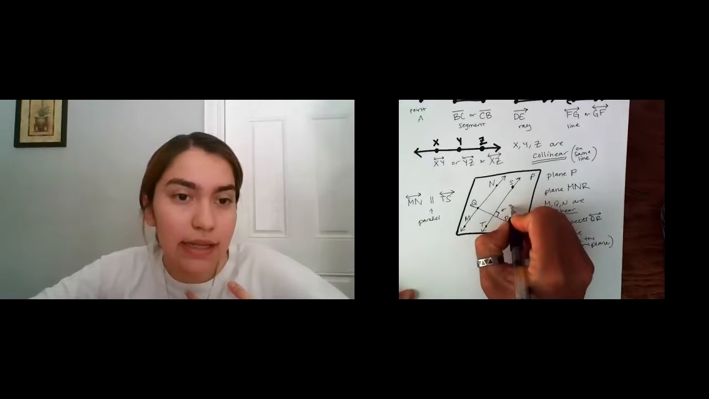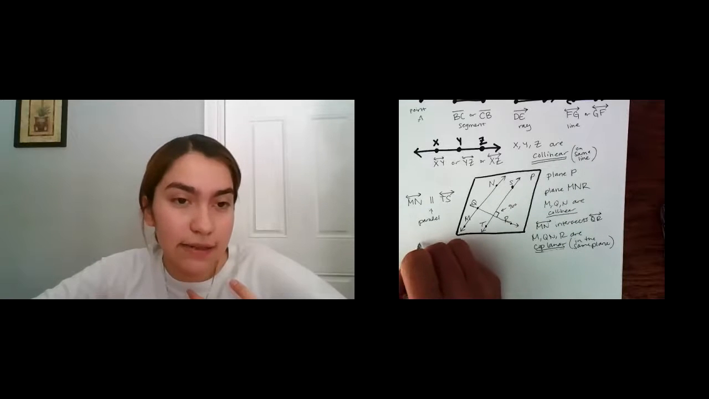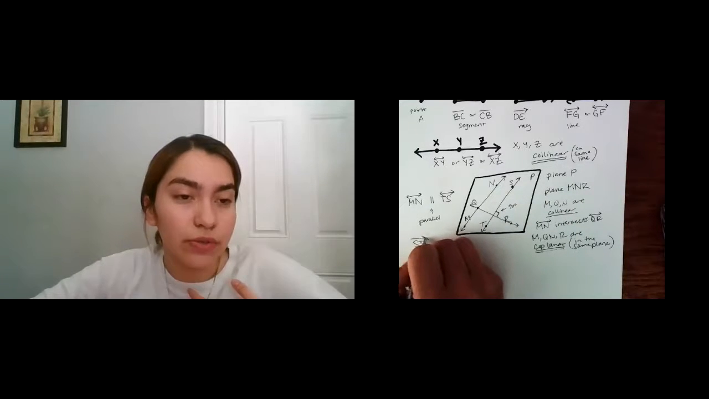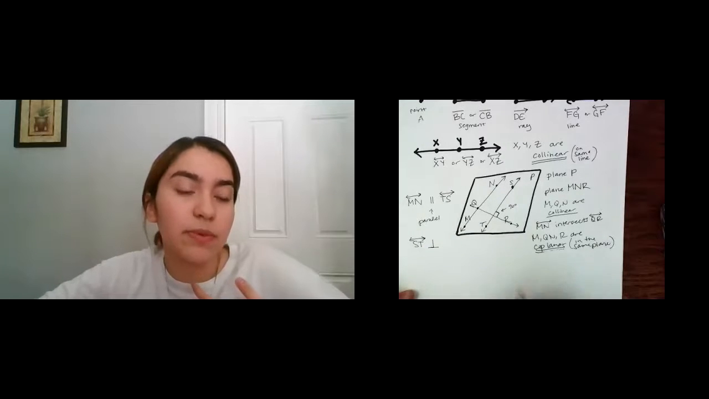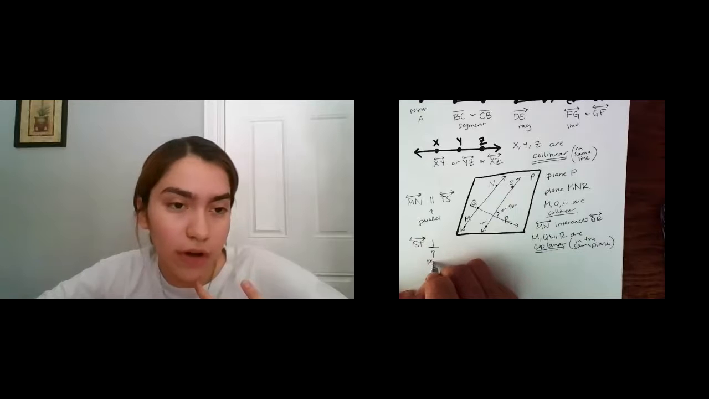So you would write this by saying line ST is perpendicular to, you would write this little symbol, never forget to write your line symbol on the top of the letters, is perpendicular to line QR.